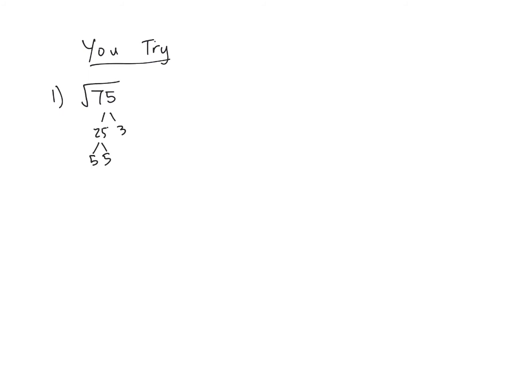So I broke down 75 in that way, 25 times 3. And then 25 could break down into 5 and 5. That leaves me with a pair of 5's and a single 3. So the pair of 5's would make a 5 on the outside. The single 3 would be left on the inside. Hopefully you selected 5 square root of 3. That's your answer there.